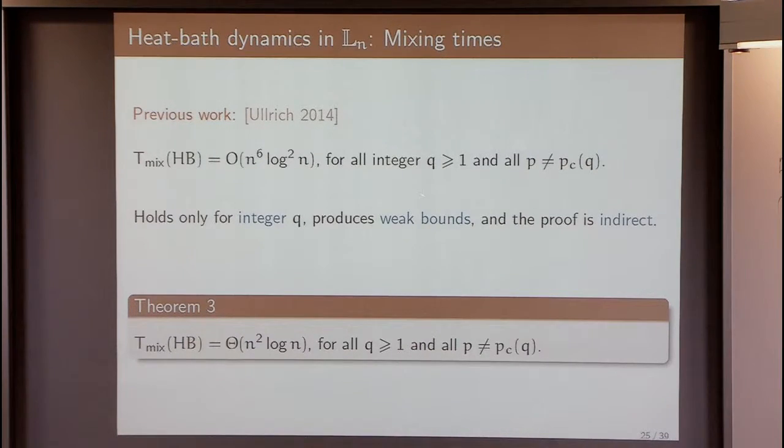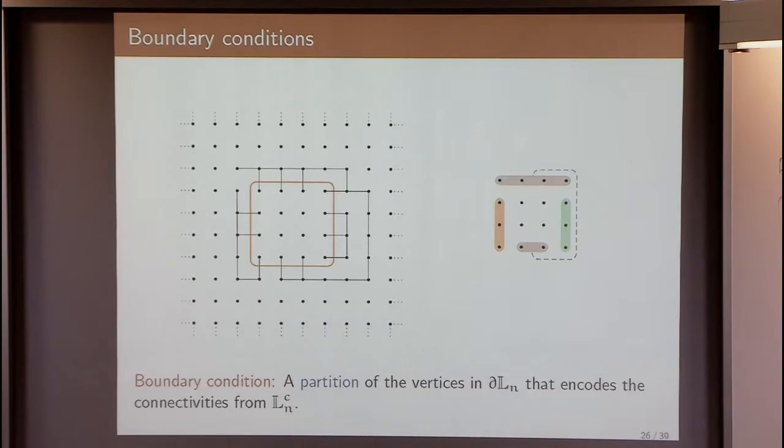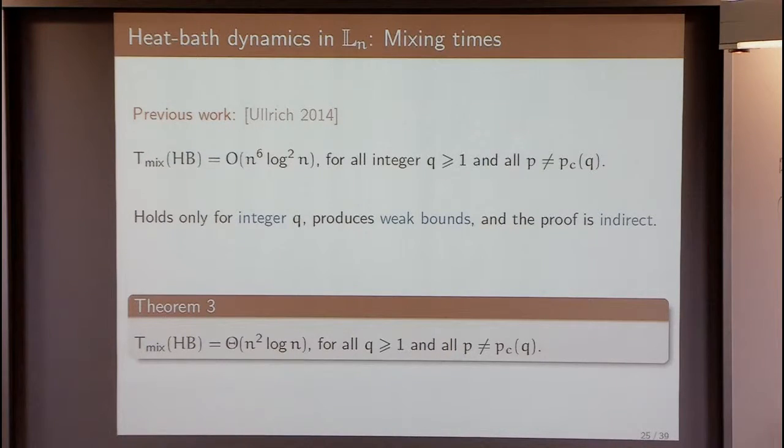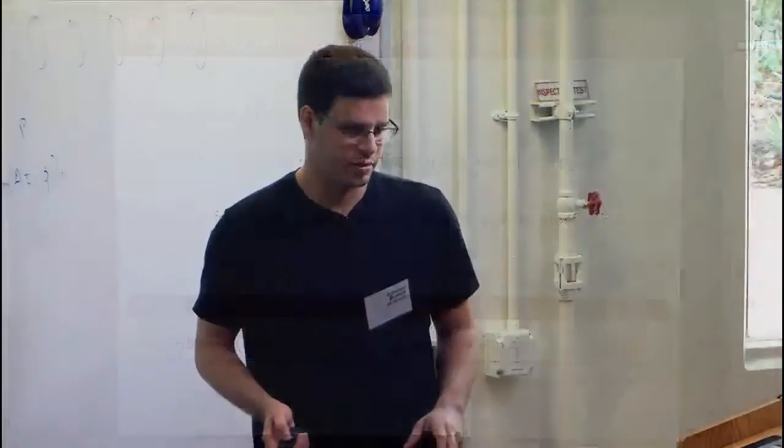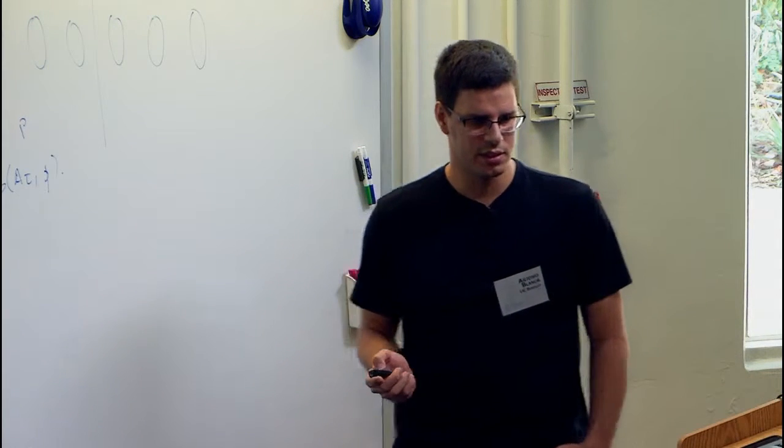So this result has some drawbacks. Well, first, it only holds for integer q. The bounds it produces are not very strong, so they are weak polynomial bounds. And also the proof goes through a comparison argument, which is indirect, so it fails to show any kind of connection with the phase transition. Our result for the heat bath is a tight bound for the mixing time of n squared log n for all q greater than or equal to 1 and all non-critical values of p. N is the side length? N is the side length, so it's proportional to the number of edges or vertices. Yeah.